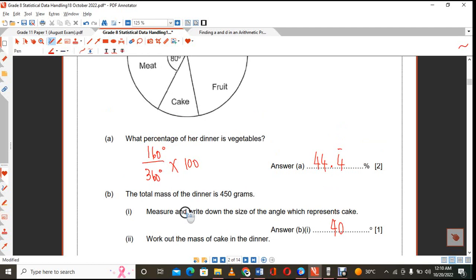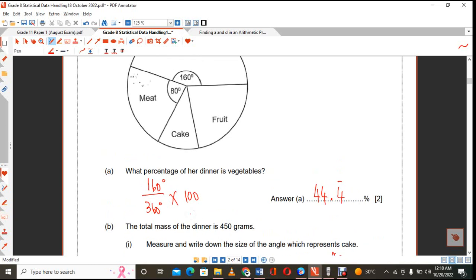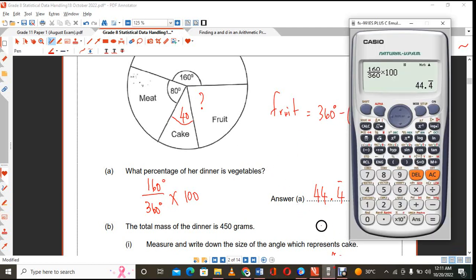Work out the mass of the cake. So we now know this angle here is 40 degrees because we simply measured it. Okay, we measured that angle. In fact, before we go ahead, we can also find this angle, right? You can find this angle here by saying, well, for fruit, I know that will be one of the questions. The whole thing should add up to 360 because it's a revolution. So you take away the sum of 160 plus 80 plus 40. All right, this gives me an idea that I can actually calculate that one out.